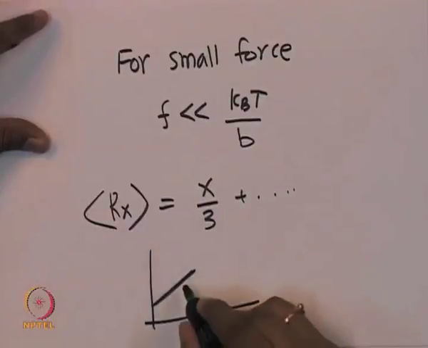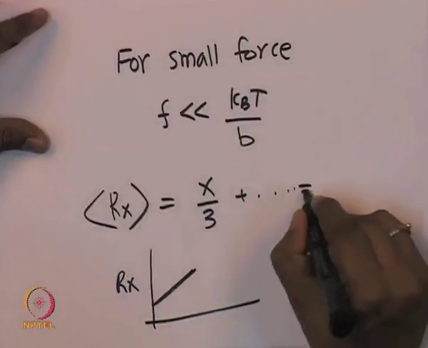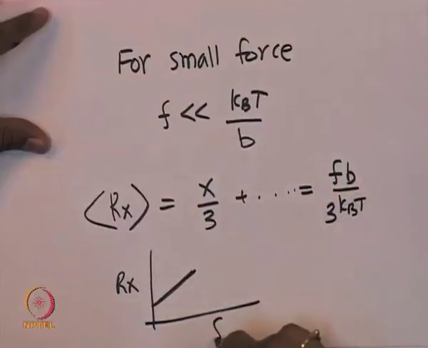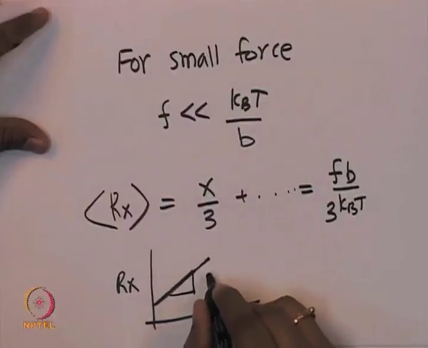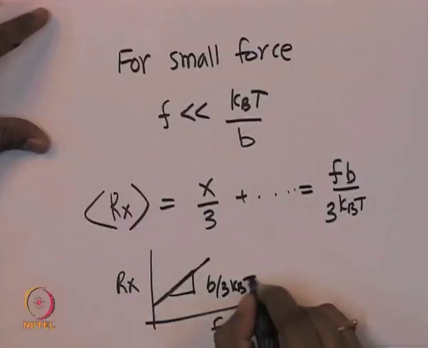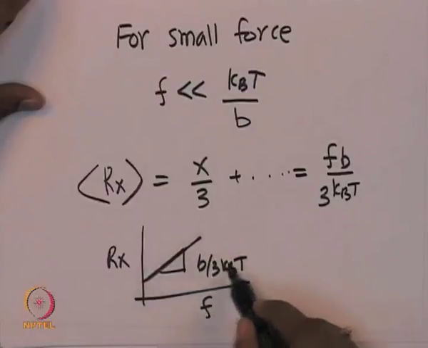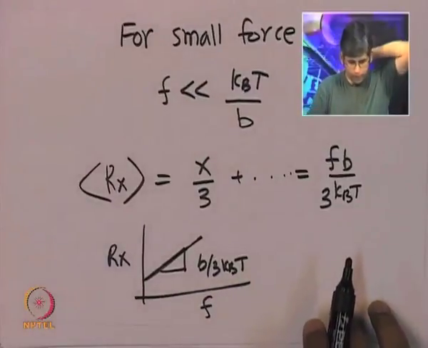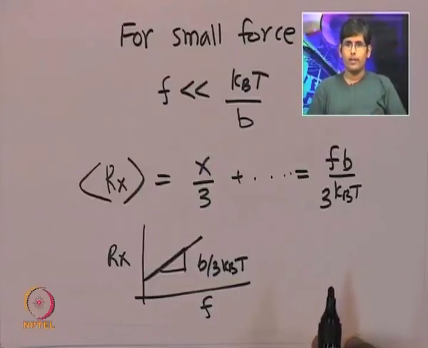So, we wanted to plot R_x versus x, which is basically f b by k_B T. As a force, this will go linearly here with a slope given by b by 3 k_B T. If you plot R versus f for small f, you will get a straight line with slope b by 3 k_B T. So, this is interesting.